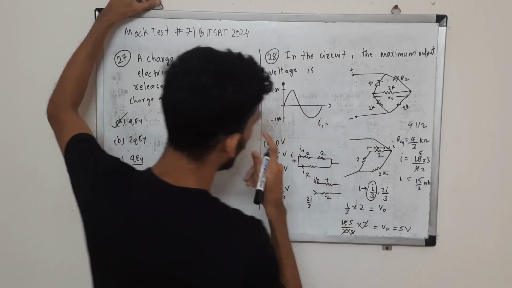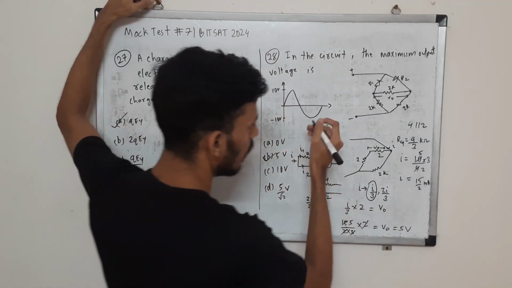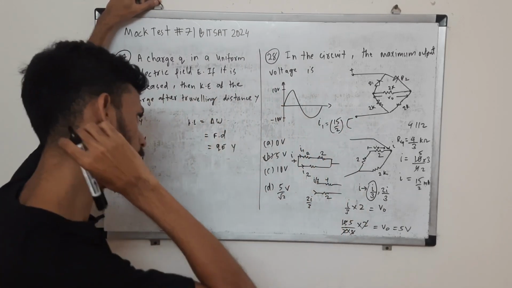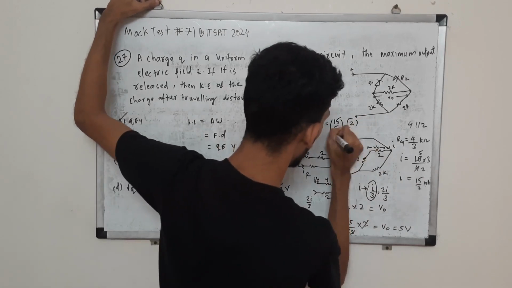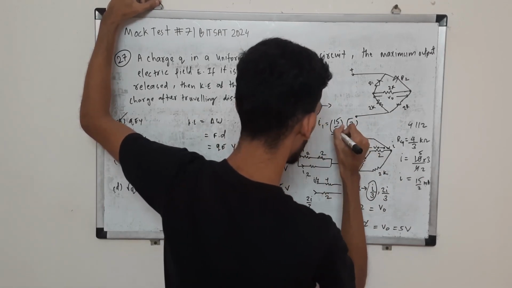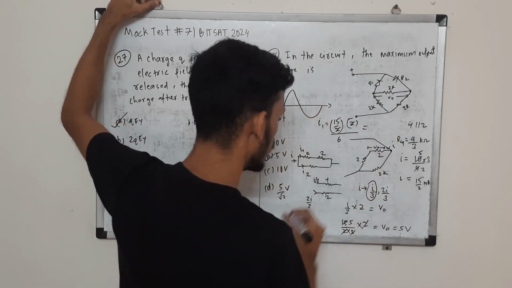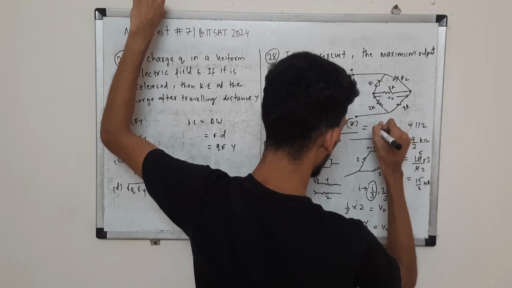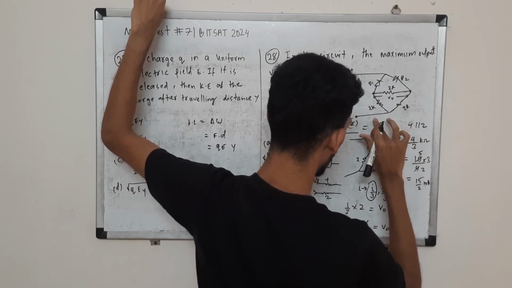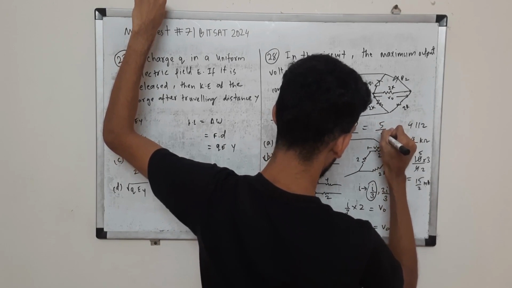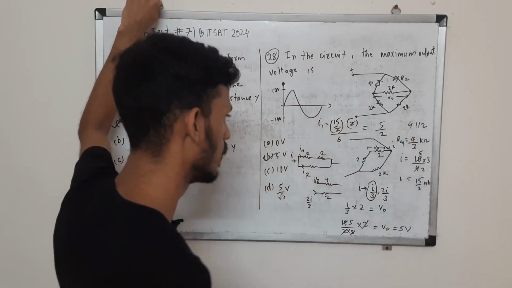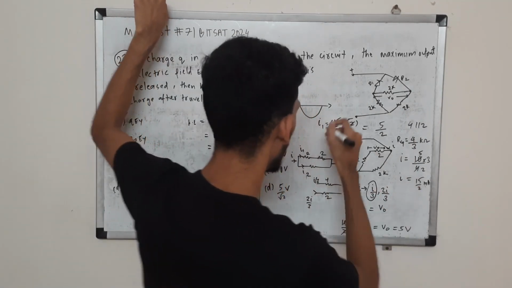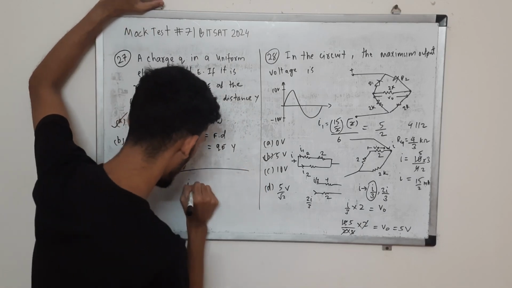For I1, if you want to know the current divider rule, how do we write it? I also forgot about it. So here, into the other resistor upon the sum of the resistors. I think this is correct. So what do we get from here? 5, so we get 15 by 6, right? Or 5 by 2. Is that the current in branch 1? So basically I was calculating how to find I1.